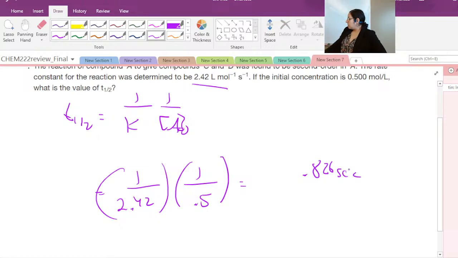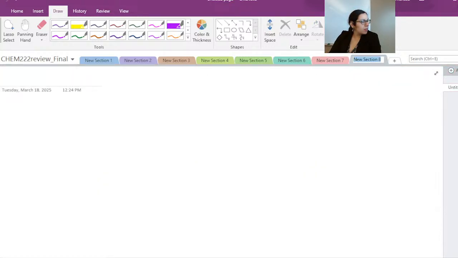Questions on that one? So again, right, have your rate law cheat sheet handy. That'll probably be super useful. Let's try another one. This one's kind of fun.